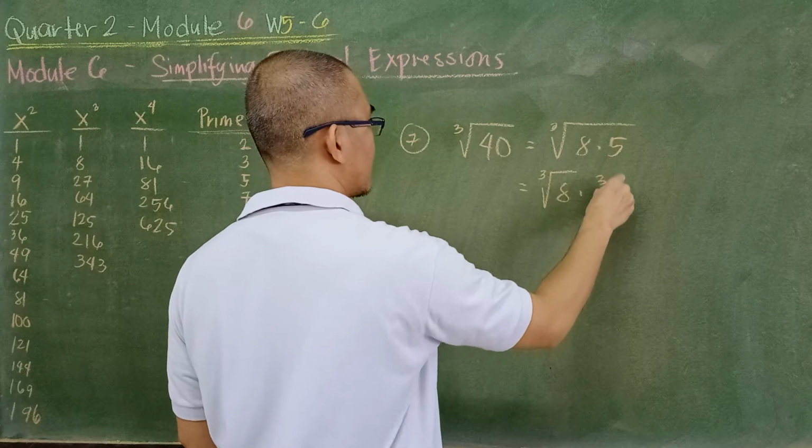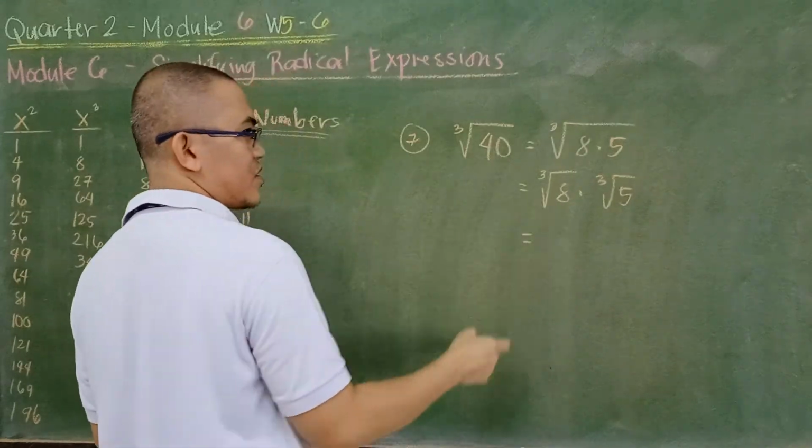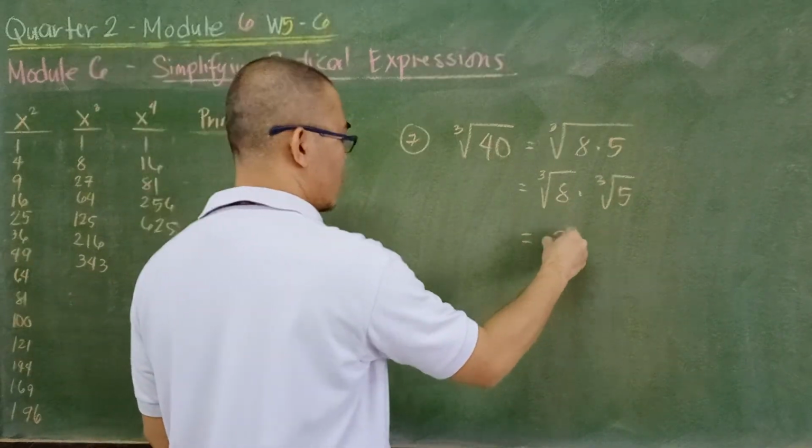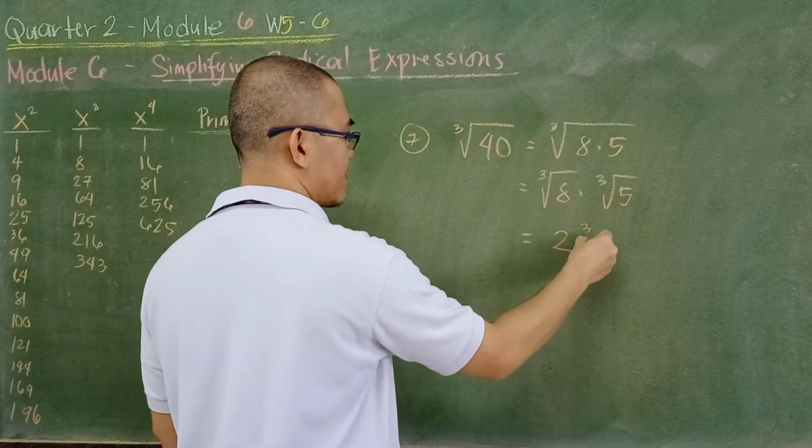And then pag-hiwalayin ko na. Cube root of 8, that is 2. Yung prime number, you'll just copy.